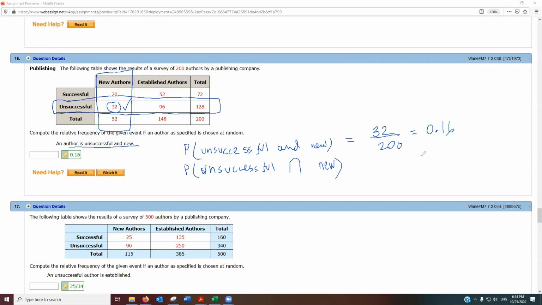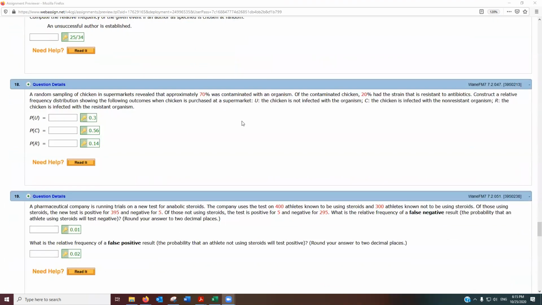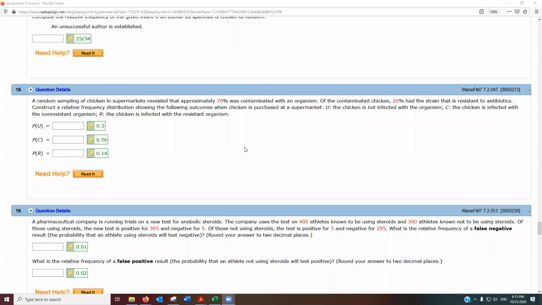All right, so for the and relative frequency, I'm really looking at the number at the intersection of the row and column that was specified. All right, let's see if there's anything else that's a little different. What if we go to number 18? Number 18, I think, is a little different.